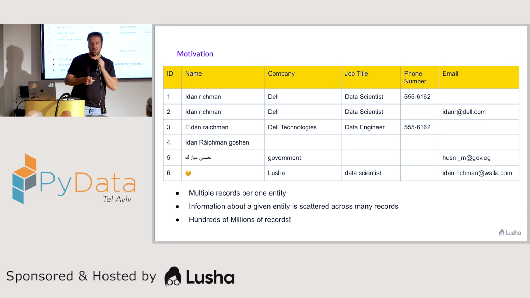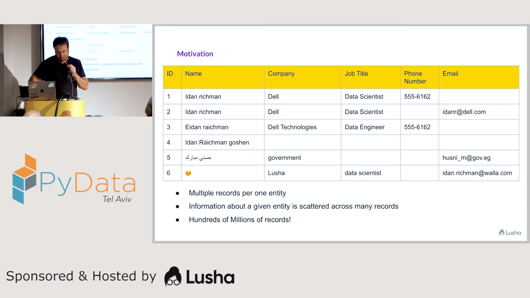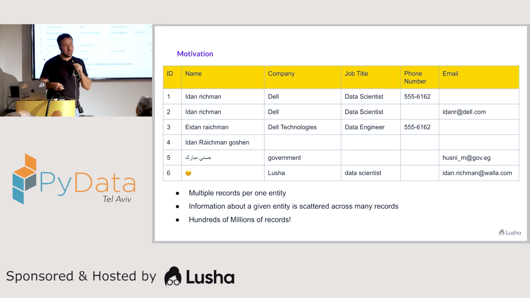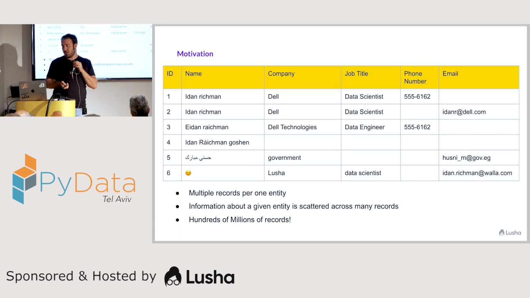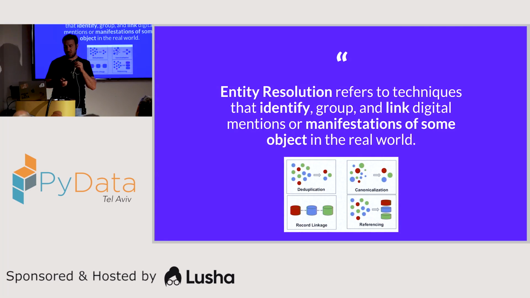So what is the motivation for billion-scale deduplication, or for the deduplication itself? This is a mock-up sample of our data set. We see that we've got multiple records per one entity, like Idan Richman and Idan Richman and Smiley and such. The information for a given entity is scattered around many records, and they're not exact duplications. And we've got hundreds of millions of them, if not a billion plus. So this is the challenge.